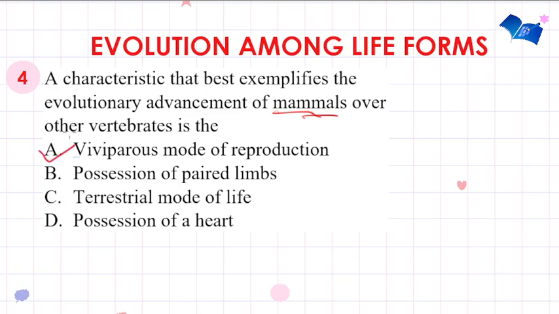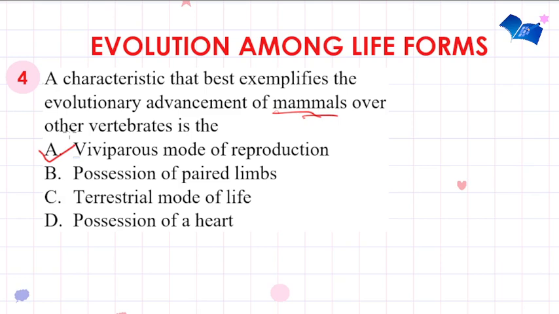But I won't just ignore the other options. I'm going to look at them. Possession of paired limbs: most vertebrates have paired limbs. Even if we're not mentioning vertebrates, most animals have paired limbs. For example, humans have a pair of arms and a pair of legs. For dogs, there's a pair of arms and a pair of legs. For insects, for mosquitoes, there are pairs of legs. So this is common within animals.